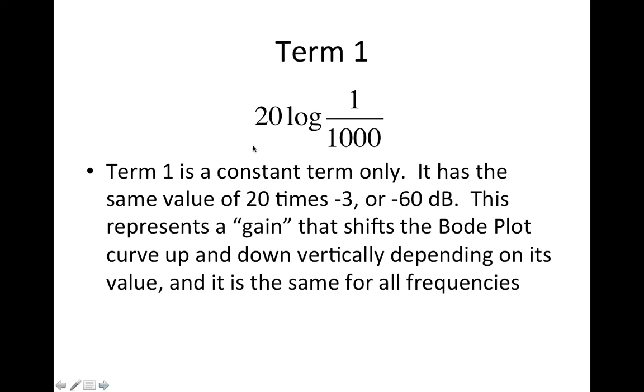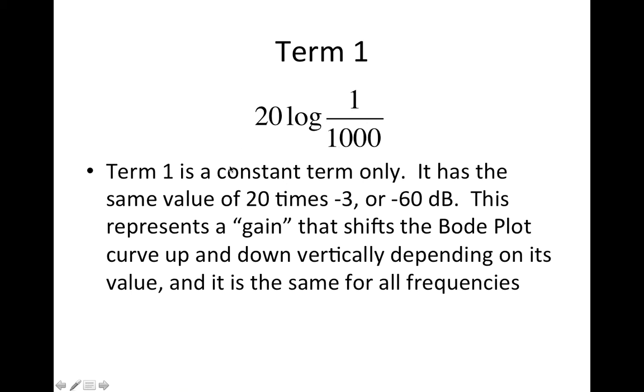So if we look at term 1, it's 20 times the log of 1 over 1,000. And remember, what's the goal here? We're trying to determine the magnitude of this transfer function as a function of omega. So we want to know what happens for each term because the terms are added. So if I could get a graph for each term, then I could add all the graphs even visually, and I'd have basically a result. So if I start with 20 log of 1 over 1,000, this is just a constant.